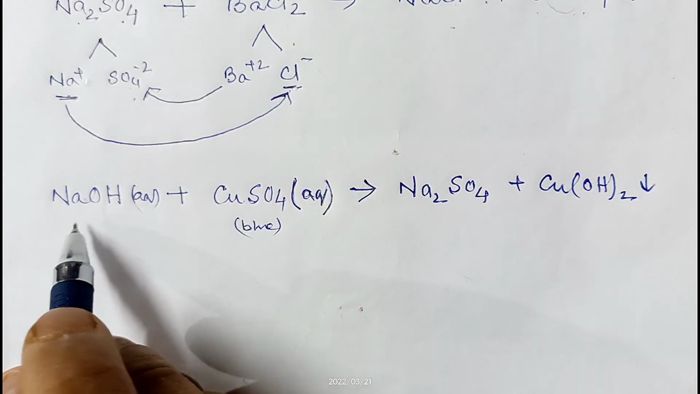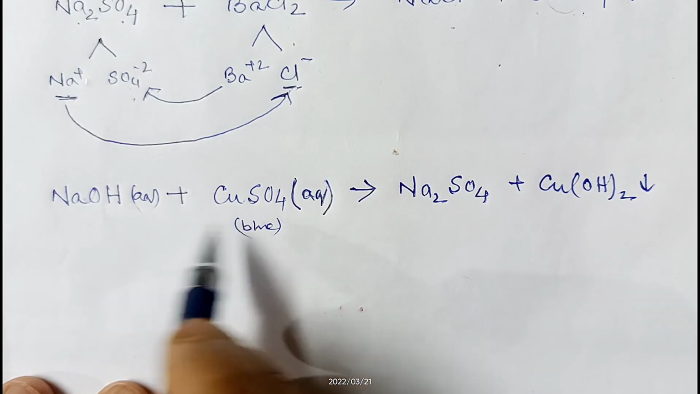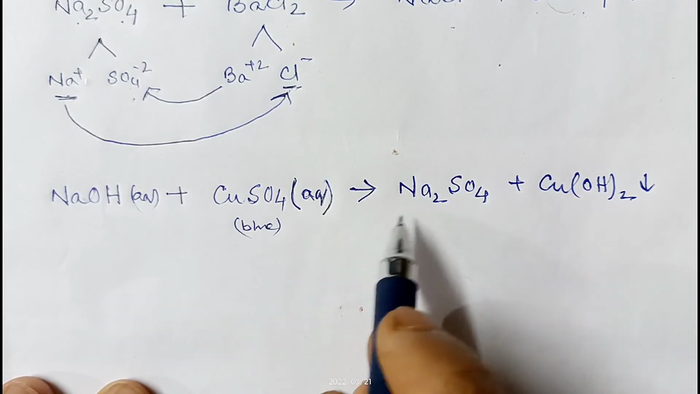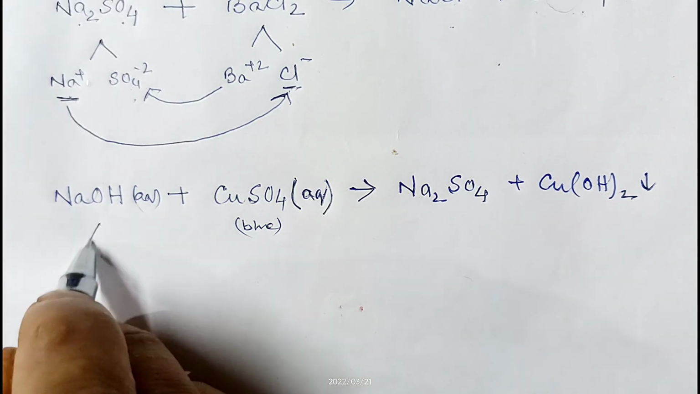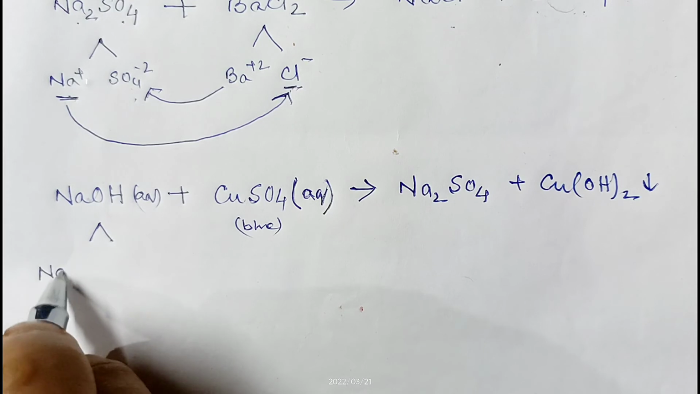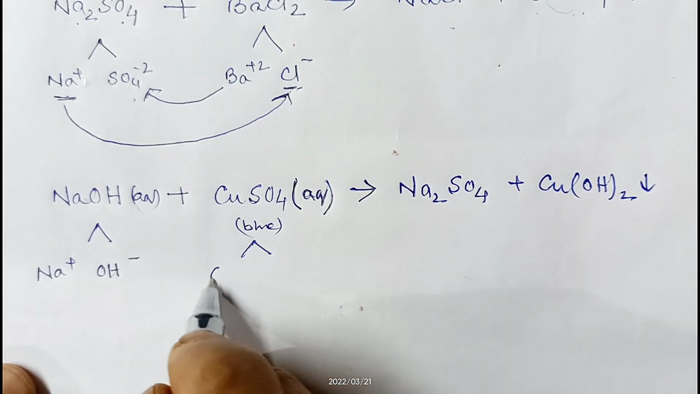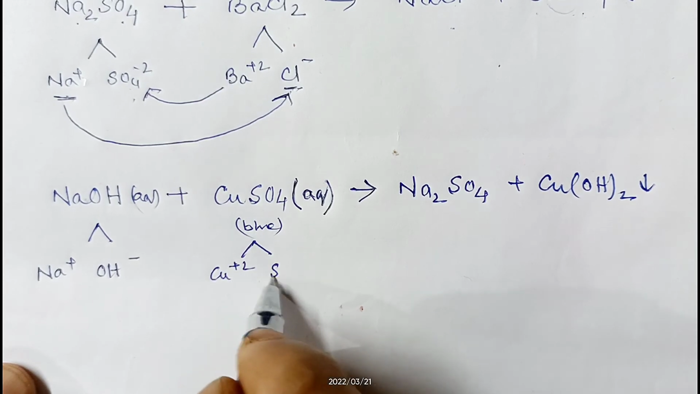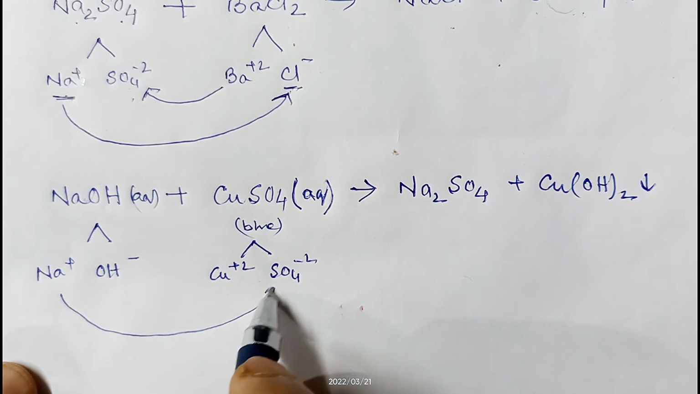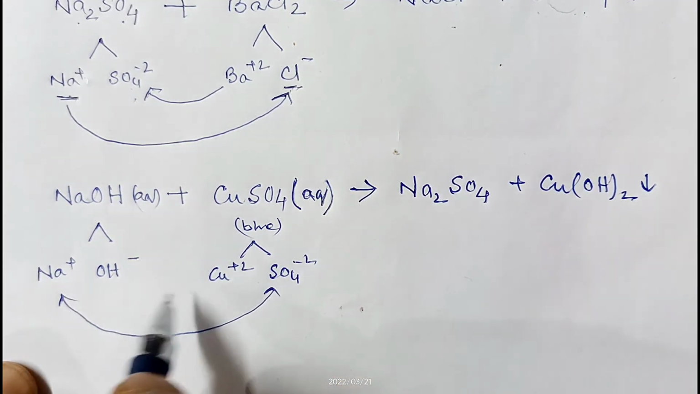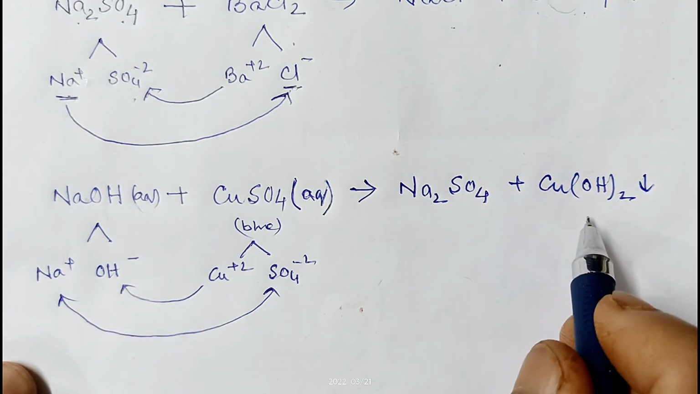Now when sodium hydroxide reacts with copper sulfate, both of them in the aqueous state, then it forms sodium sulfate and copper hydroxide. Here sodium hydroxide can be considered as Na plus and OH minus. Copper sulfate can be considered as Cu plus 2 and SO4 minus 2. Here sodium will react with sulfate to form sodium sulfate. Copper will react with hydroxide ion. As a result, copper hydroxide is formed.